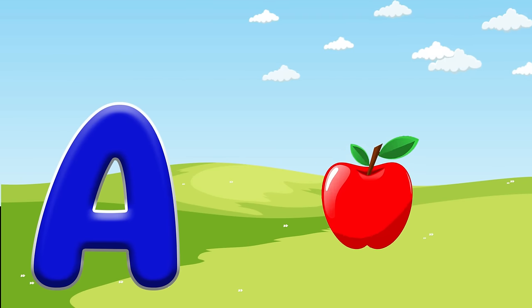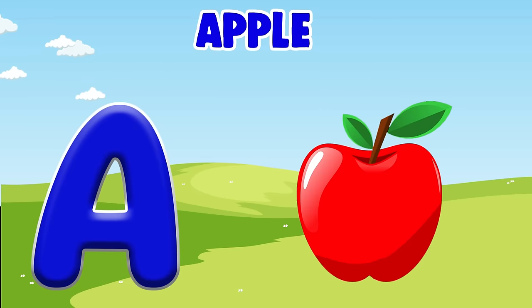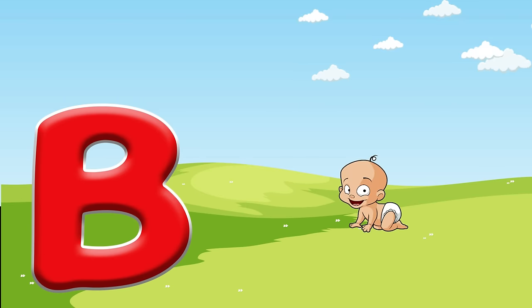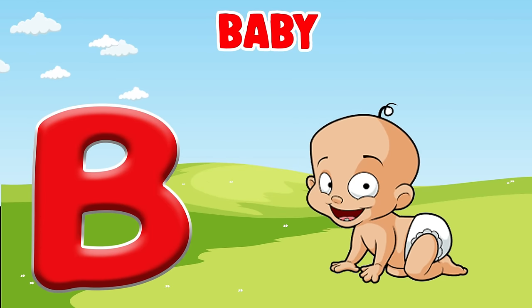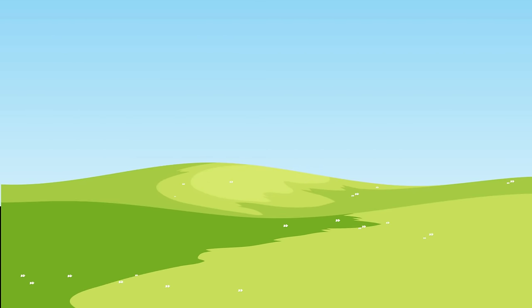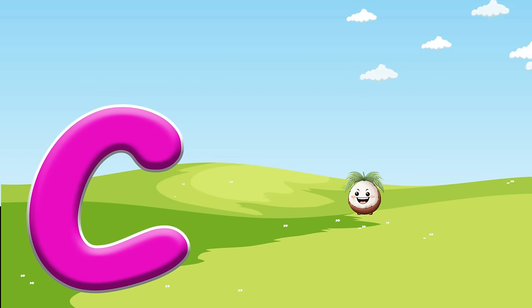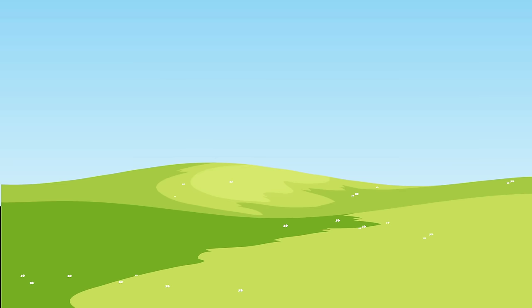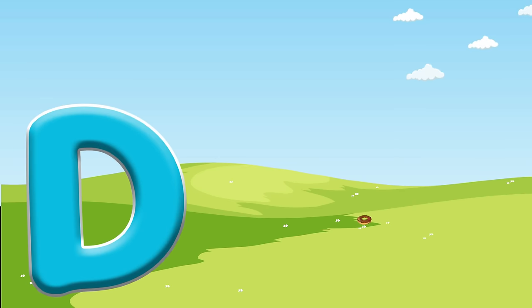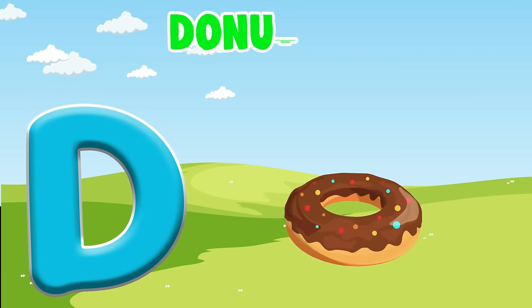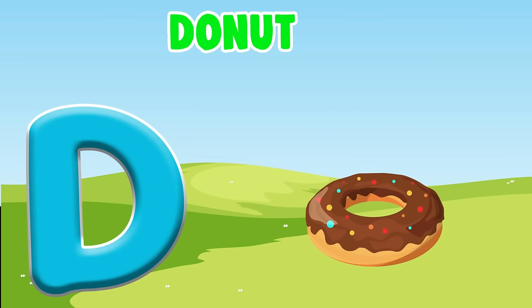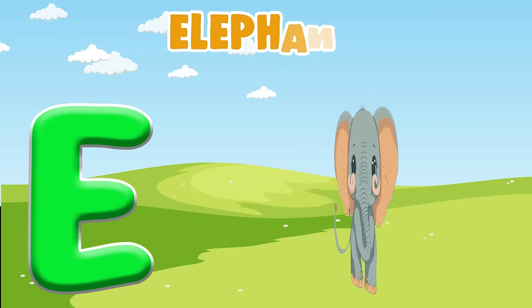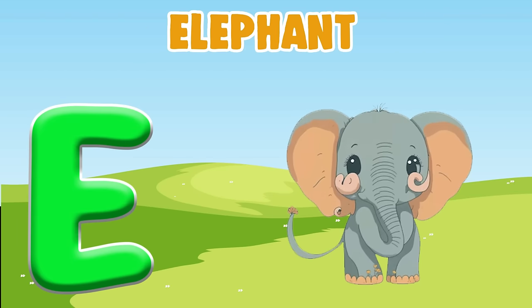A. A for apple. B. B for baby. C. C for coconut. D. D for donut. E. E for elephant.